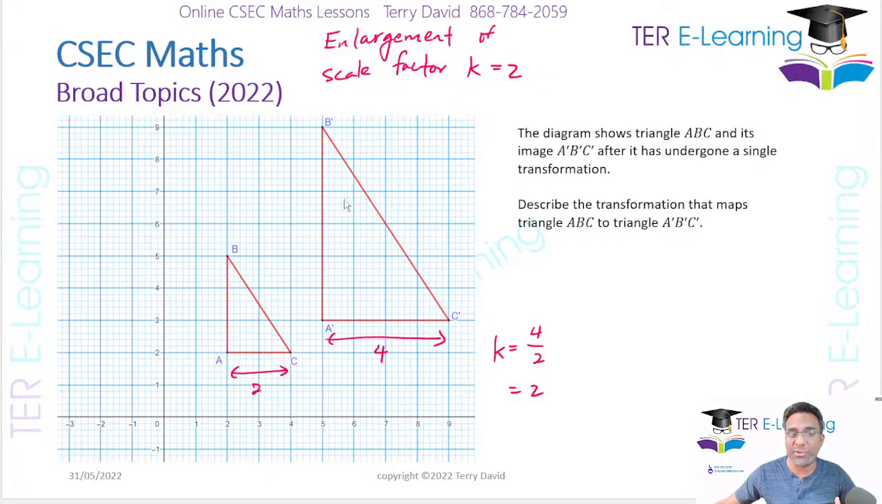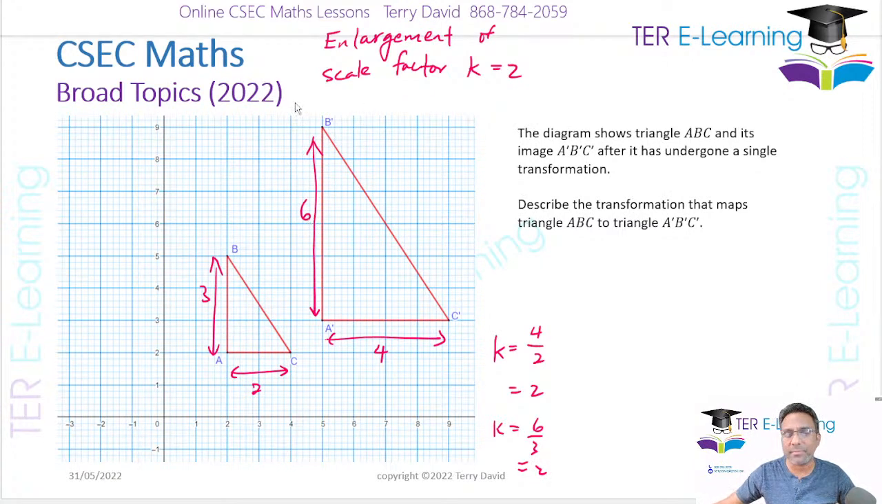I could have chosen any length I wanted. If I chose this length here, that's 1, 2, 3, 4, 5, 6. So this length is 6, and this length here is 3. So therefore, K is also 6 over 3, and you're going to get 2 again. I won't use the slanted side because you can't measure the length on the slanted side. So I'm specifying the scale factor.